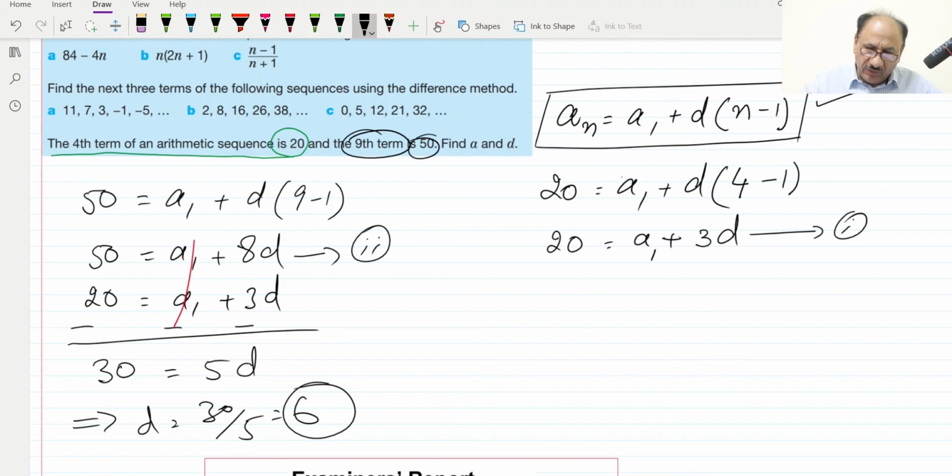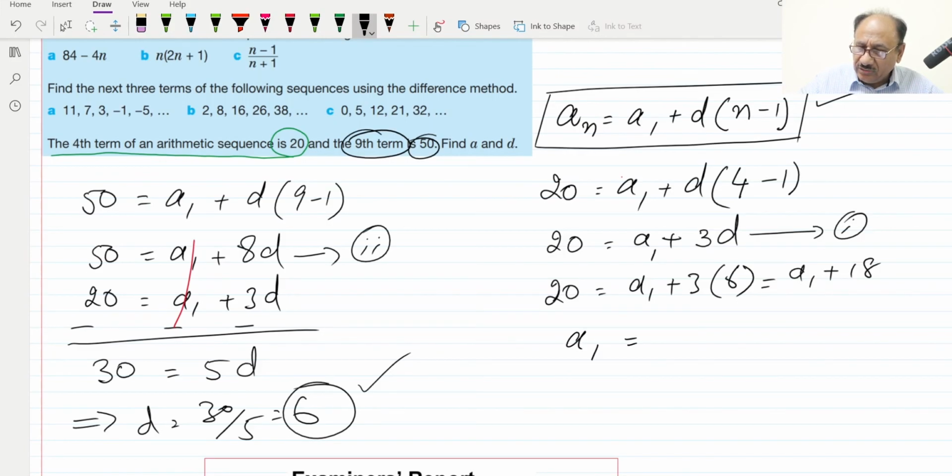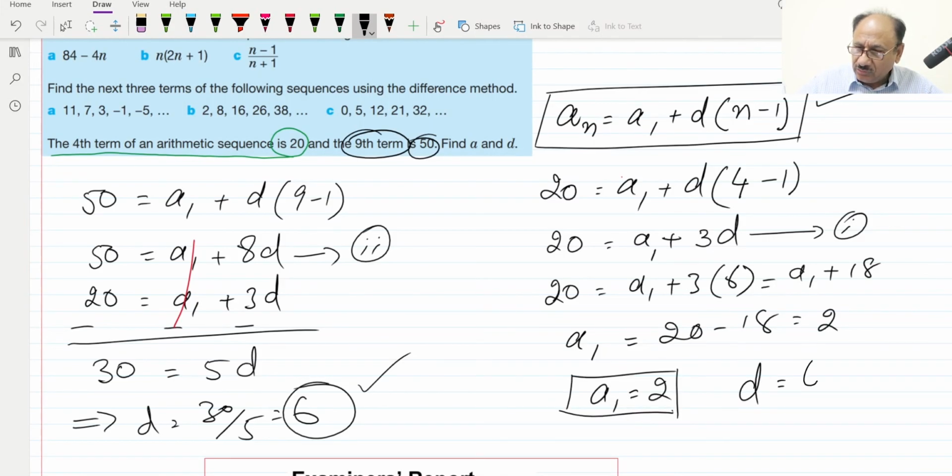Now we can find the value of a by replacing this 6 value in any of these two equations. So I'll replace in equation 1. 20 is equal to a1 plus 3 into the d value, which is 6. So this will be equal to a1 plus 18, and this 18 we can shift to the other side. So a1 is equal to 20 minus 18, which is equal to 2. So a1 is equal to 2. This is the answer which we got, and the d value is equal to 6. Hopefully you got this one.